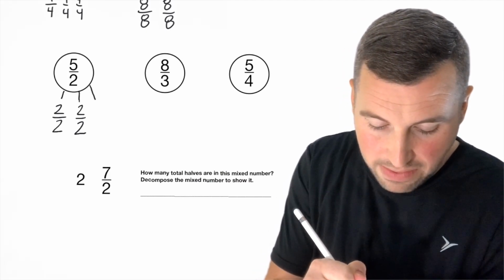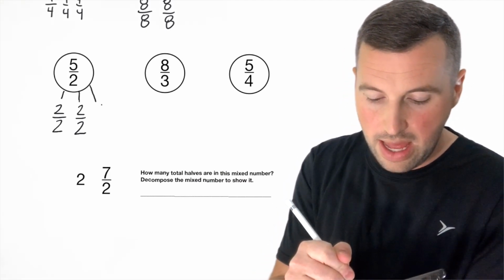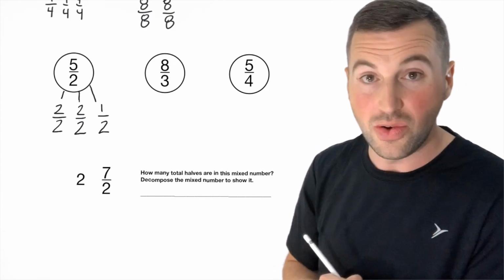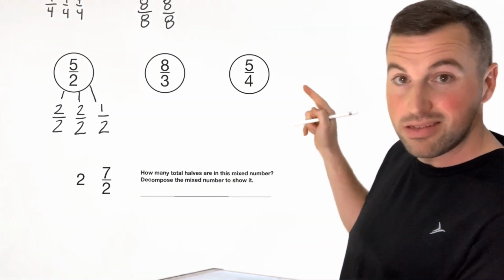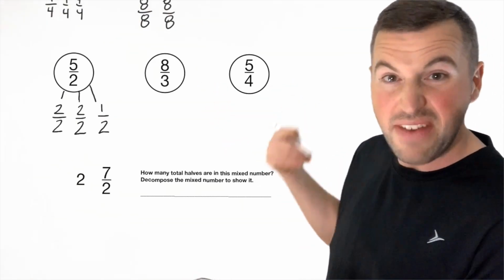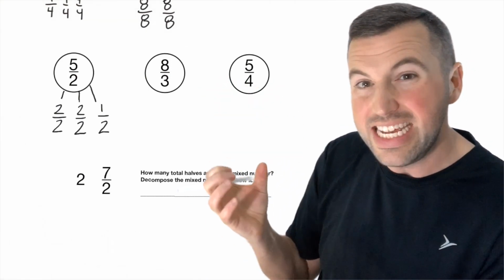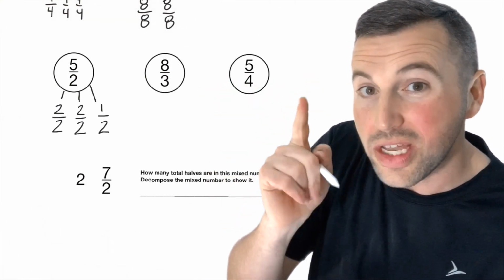So now I need to have the leftovers. So 2, 4, and then 1 over 2 left over. But look at that. That's 2 plus 1. That is 5 halves. It's 5 halves decomposed, but using the whole numbers.